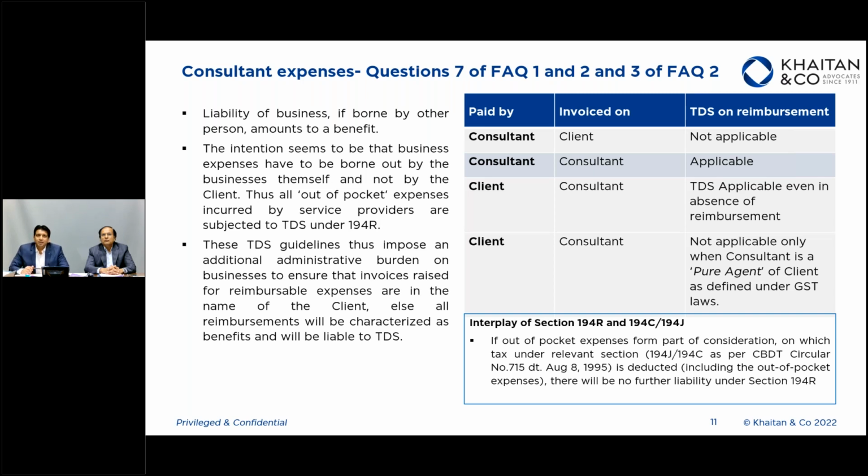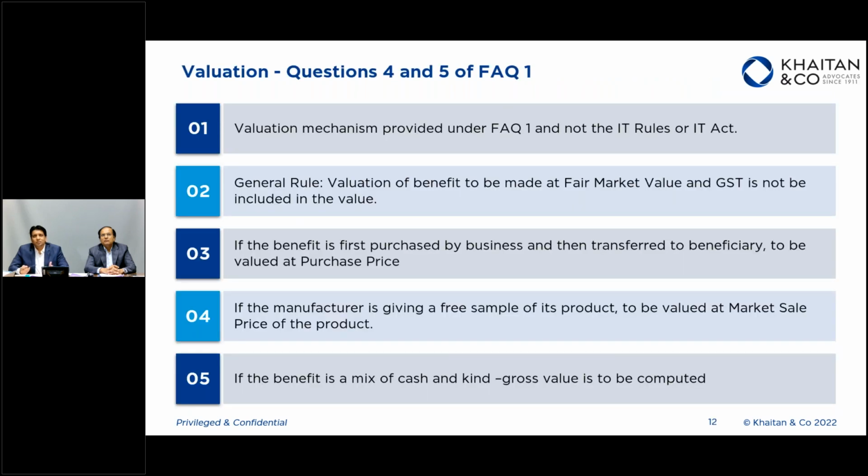So it's a much bigger administrative hassle now for companies to consider reimbursements, and make sure that every invoice charged to them as an out-of-pocket expense or reimbursement also meets the criteria of being in the name of the company. If that is not the case, then there is a TDS that is looming. Of course, there is already another provision, 194C or 194J, which is likely to cover such a situation. So they have given a carve out. If deduction happens there, then no further deduction is required at the 194R level.